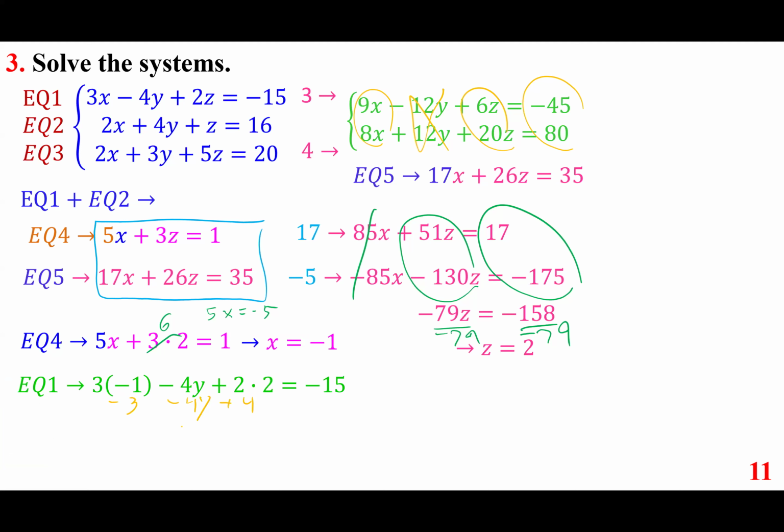So we have minus 4y plus 1 equals negative 15. You move this one, make this one negative 16 divided by negative 4. You get y equals 4. So (-1, 4, 2) is the answer. So very straightforward. That's how you get the final answer. So again, solving the system by hand will do the job as follows.